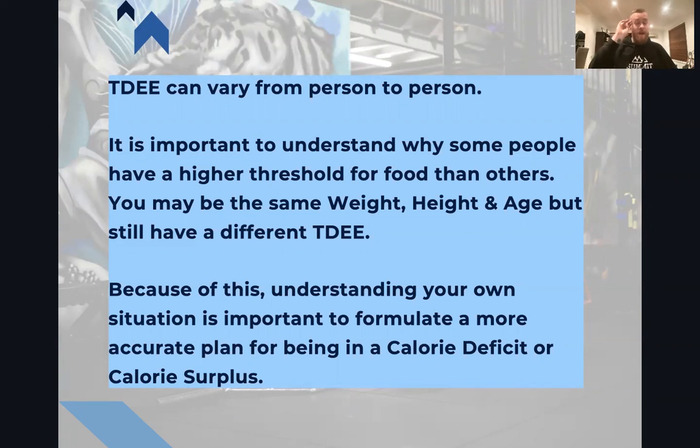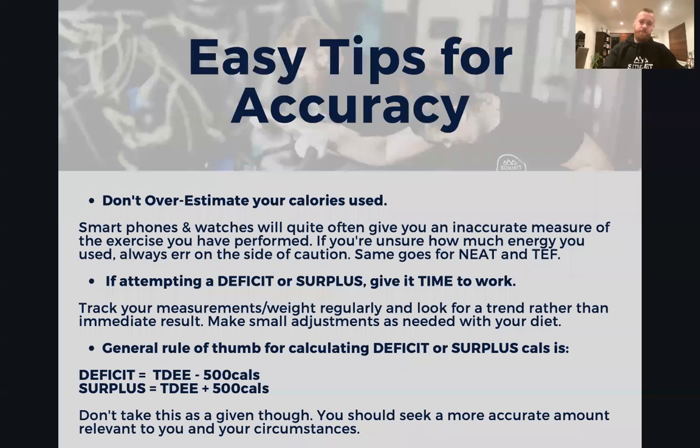So you might be the same weight, height, and age, but you may still have a very different total daily energy expenditure. So the BMR could be pretty much the same, but then once we start to account for the other things, and yes, they are little things, but they do all add up in total, we could have a very, very different picture between two people that look quite similar on the surface. And so because of this, understanding your own situation is important to formulate a more accurate plan for being in a calorie deficit or a calorie surplus.